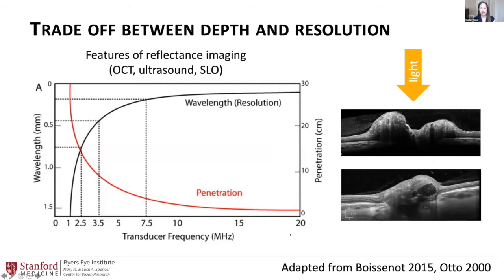But a challenge in OCT and other kinds of reflectance imaging, you'll hear about SLO a little bit later, ultrasound also has this problem, is that when you have light coming in, here it is shining at the optic nerve head, it has to penetrate and then be reflected back by the different layers in order to get the images. And basically, in order to get further into the structure, you have to use a higher frequency, which corresponds to a longer wavelength. But by doing that, you also lose some resolution. And so there's this trade-off. And that's one of the challenges with OCT.